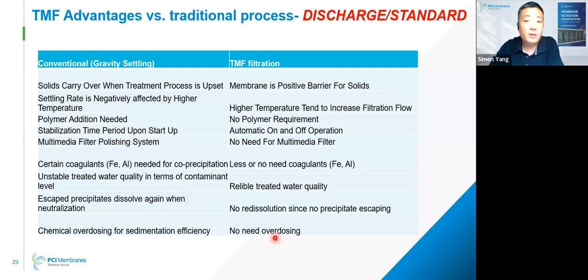Better performance under high temperature with good turbidity, and a higher flux under higher temperature. And no polymer, no PAM needed. And a quick on-off mode. And no need for a polishing filter because the TMF filtrate's turbidity is low enough, and no chemical overdosing.